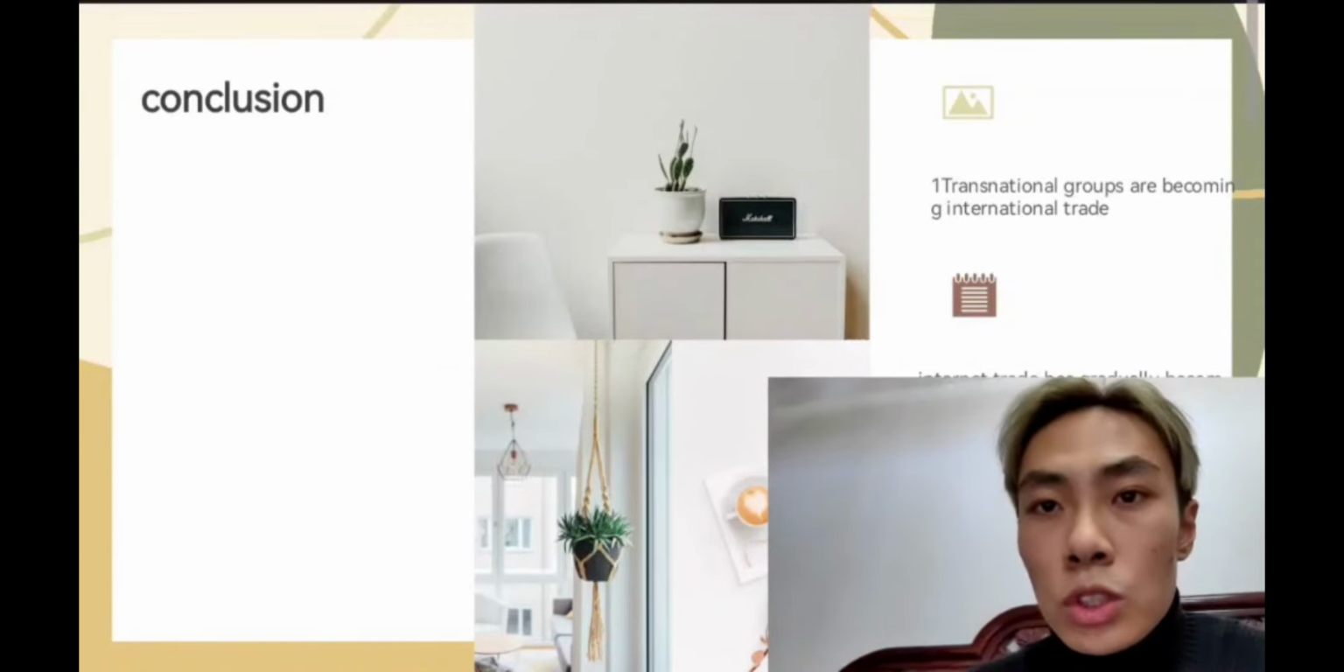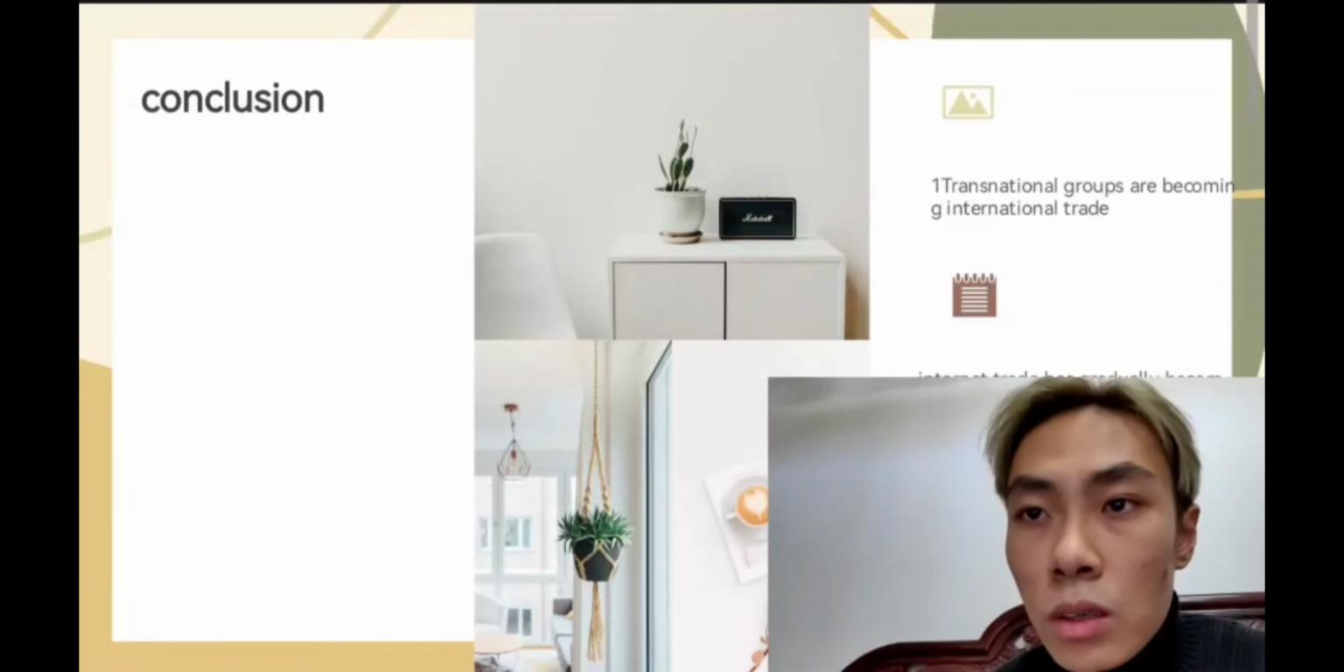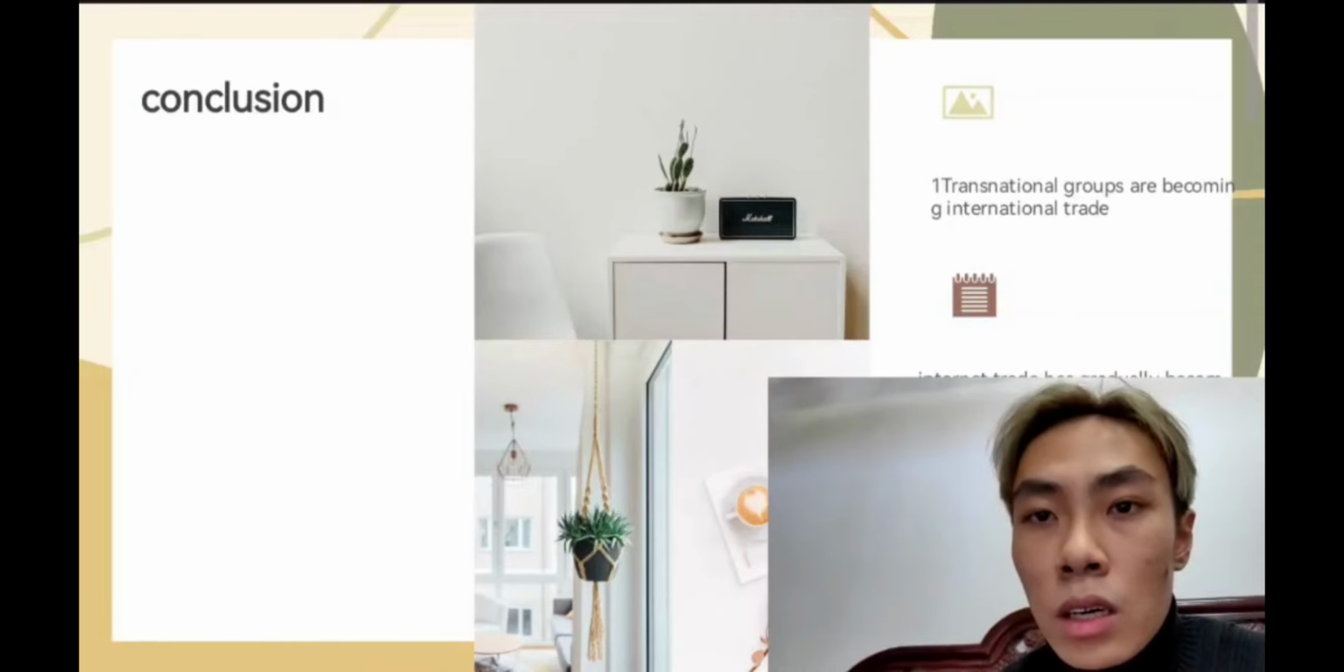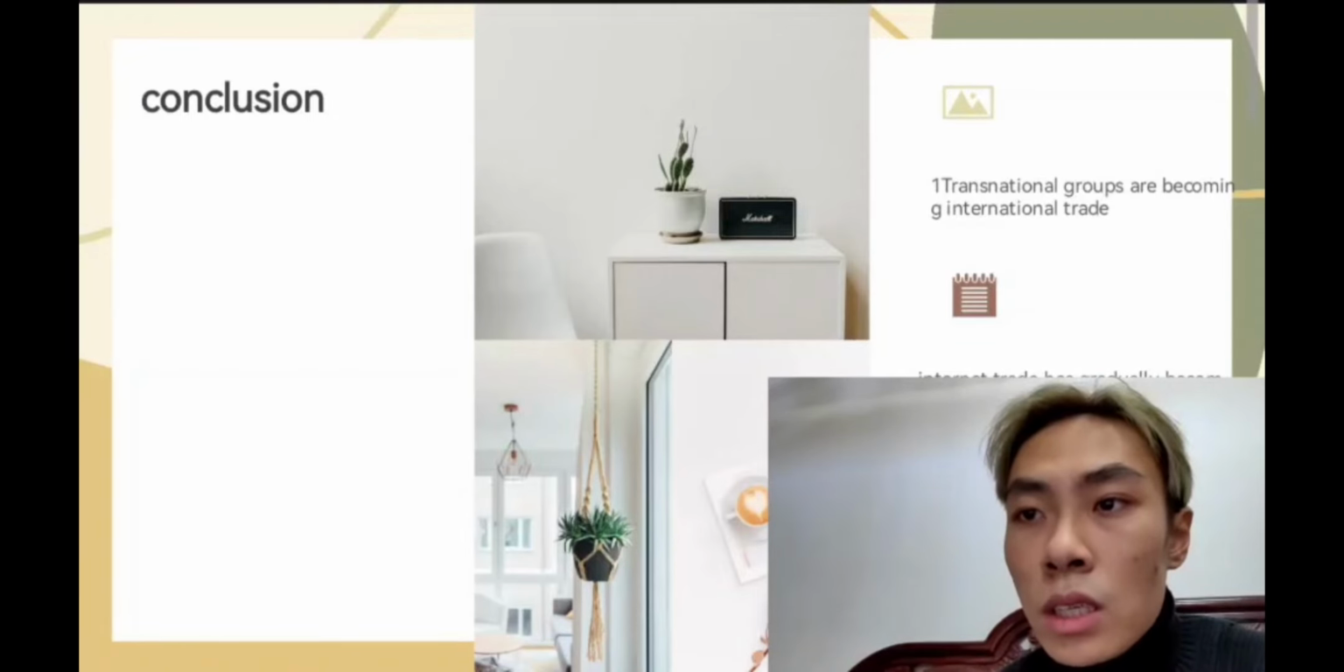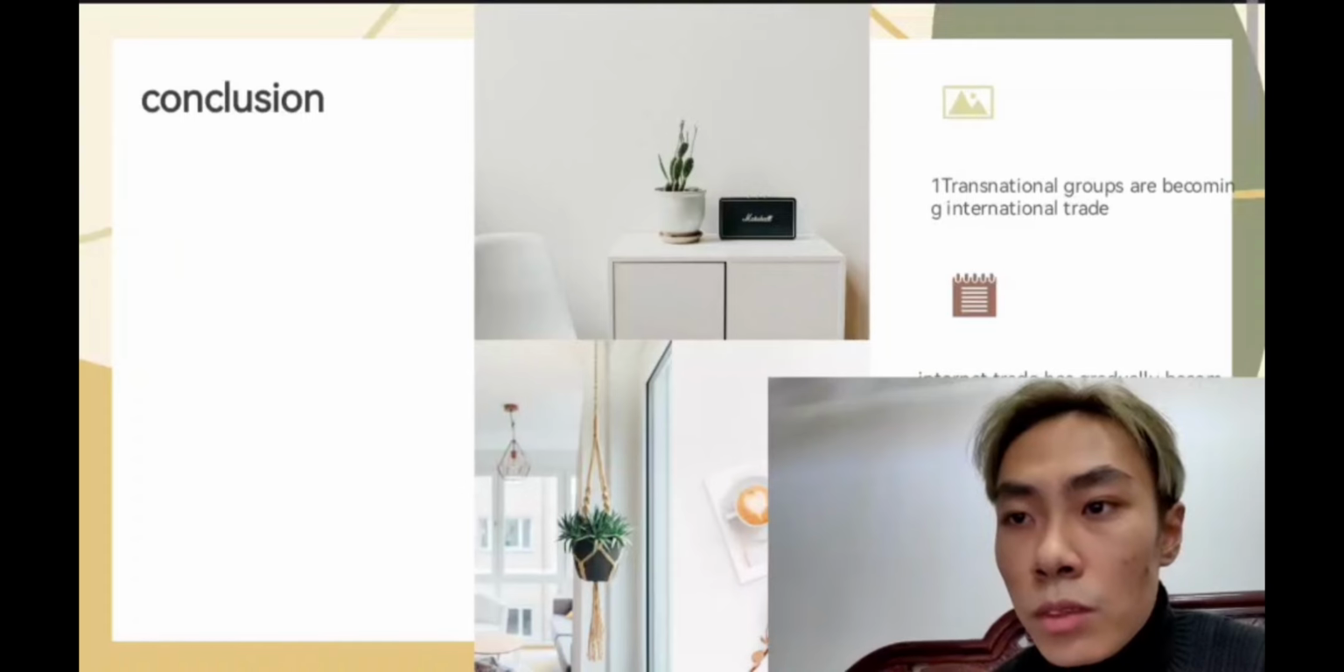And the last part is the integration of economic globalization and politics. With the continuous advance of economic globalization, various countries attach great importance to international economy and trade, hoping to gain a favorable position in the international market so as to greatly improve their national status.